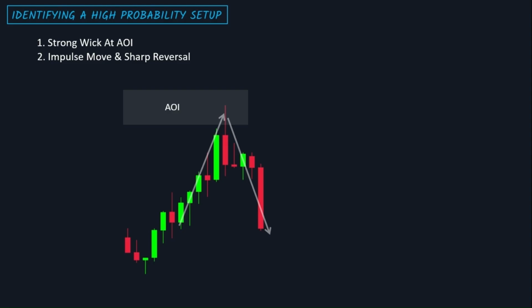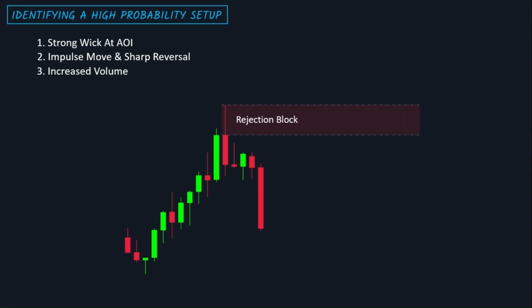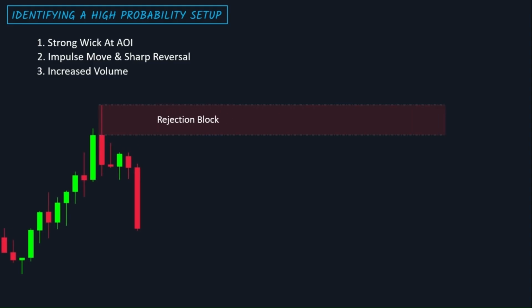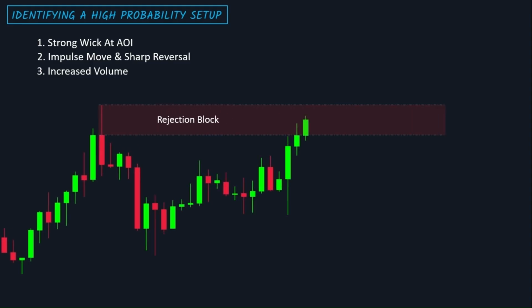Third, a noticeable increase in volume often strengthens the validity of a rejection block. High volume during the rejection candle or confirmation move suggests strong participation from large players. This increase in volume confirms that the rejection was not random price action but the result of institutional involvement and order execution. When all these elements come together, a rejection block becomes a powerful tool for identifying high-probability reaction and reversal zones. When price taps into such a high-probability zone, there is a significant chance that the market may reverse and start moving downward from that level.